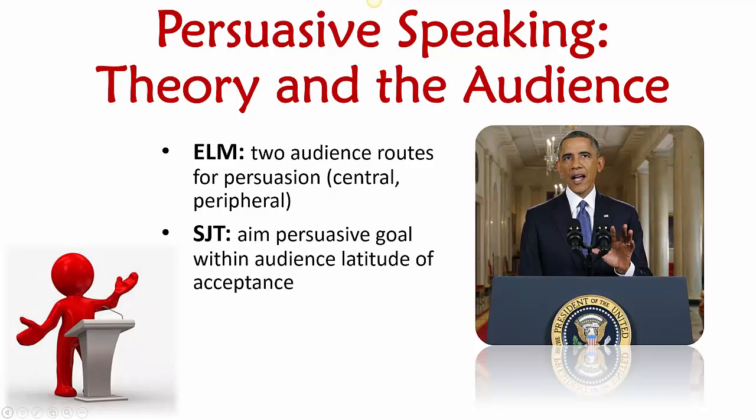The social judgment theory reminds us that we need to think about persuasive goals in terms of our audience's predispositions. What positions are they likely before the speech to accept? What are they likely to reject? And what is that area of non-commitment that might give you enough wiggle room to move them in the direction where you want them to be in terms of their attitude?